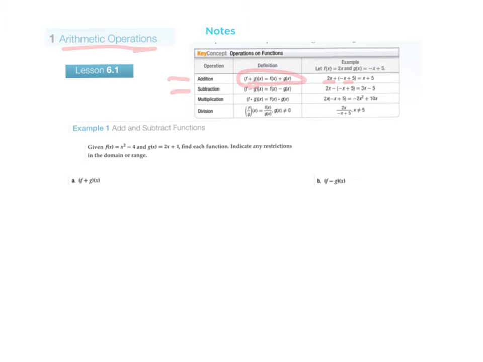So if we look at our first example here, I have a function x squared minus 4 and a function 2x plus 1. And this is the notation f plus g. So I want to add these two functions. I write my first function, which is f, and add it to the second function. All I have to do is add like terms.